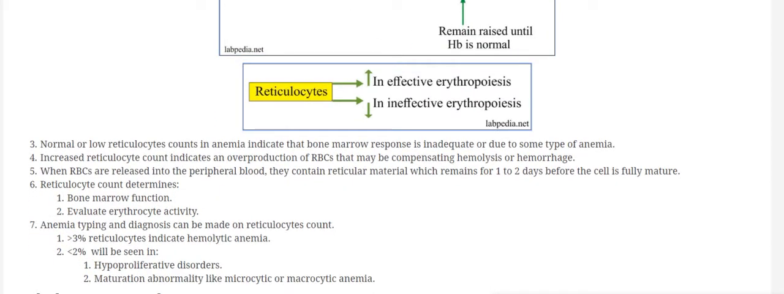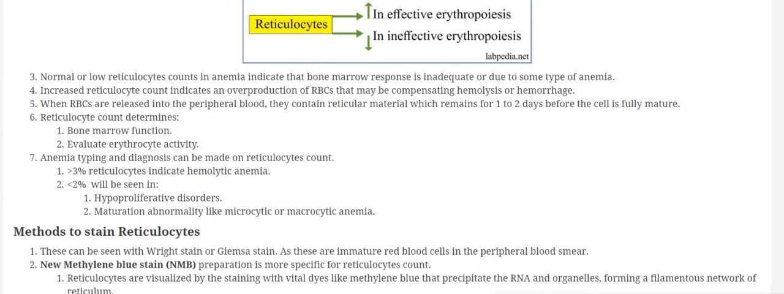Now, reticulocyte count determines bone marrow function and it evaluates erythrocytic activity. We can classify anemia, and a diagnosis can be made with the help of reticulocyte count. If the reticulocyte count is more than 3%, it indicates hemolytic anemia. If the count is less than 2%, it will be seen in hypoproliferative disorders and maturation abnormalities like microcytic or macrocytic anemia.